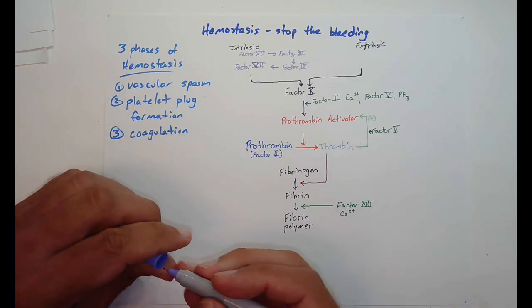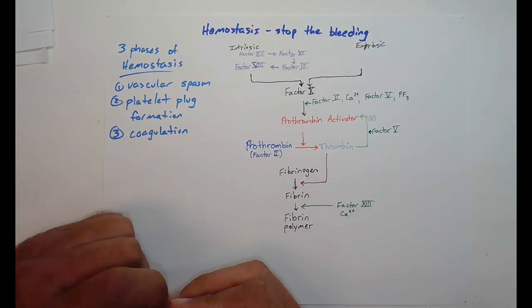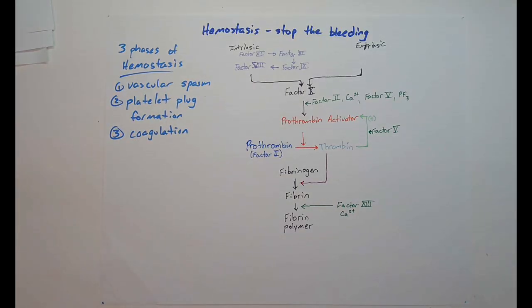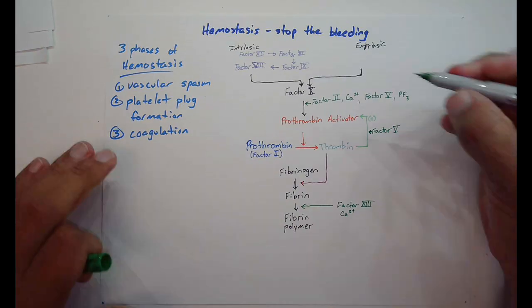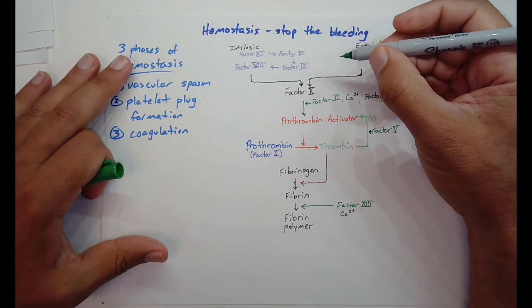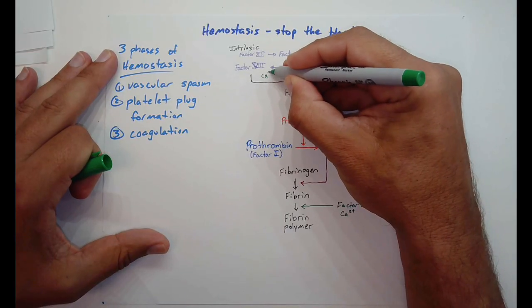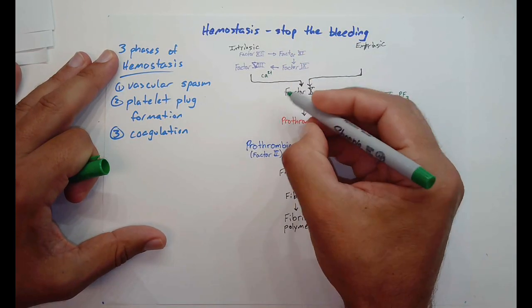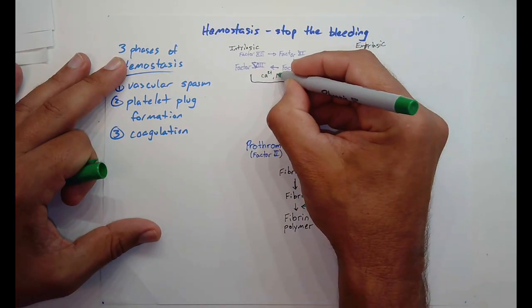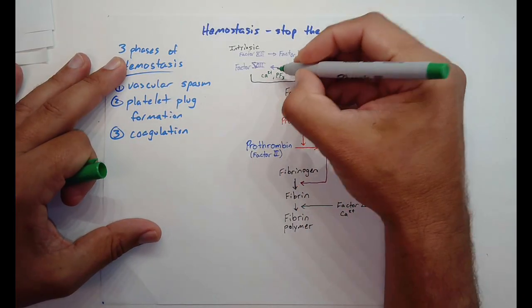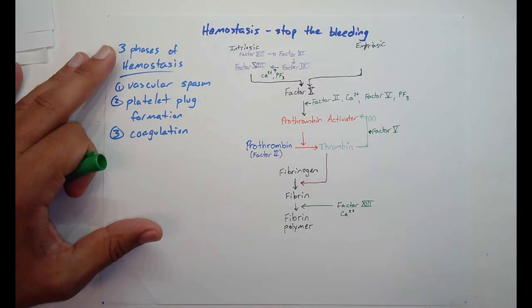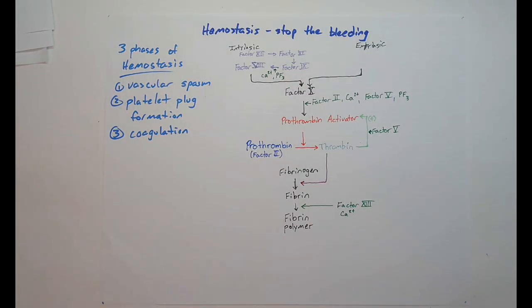A lot of stuff is required for these pathways to be running. Things like calcium, you keep seeing that, and PF3. Both of these are required to run this step right here where factor 9 is getting converted into factor 8.